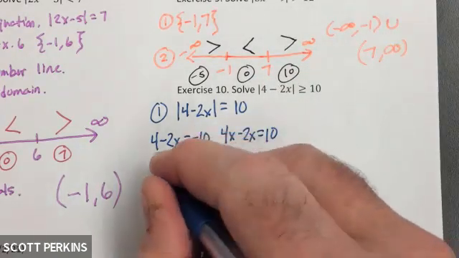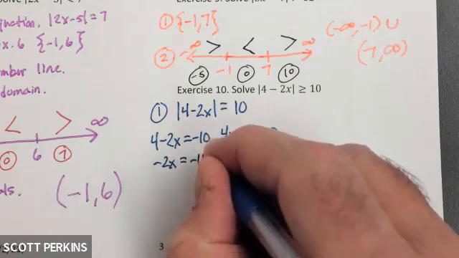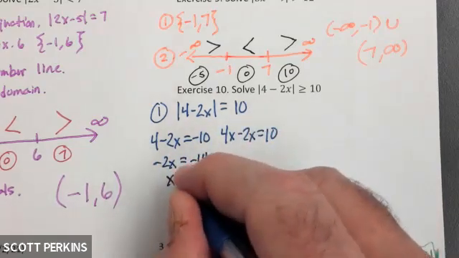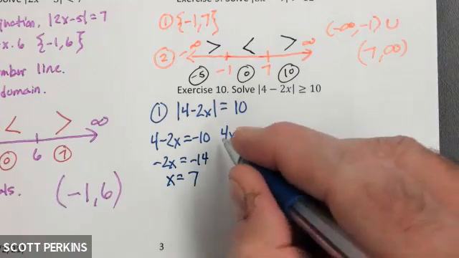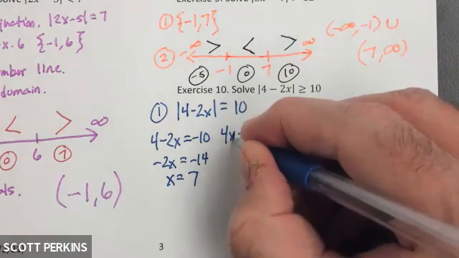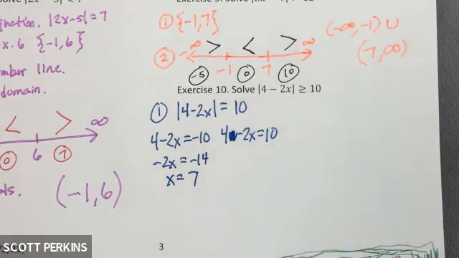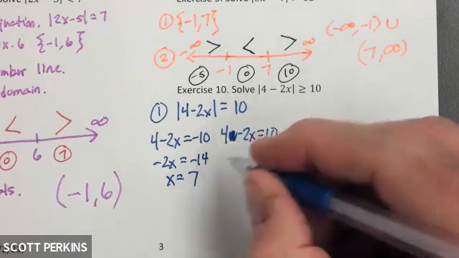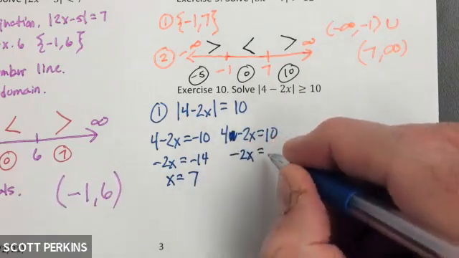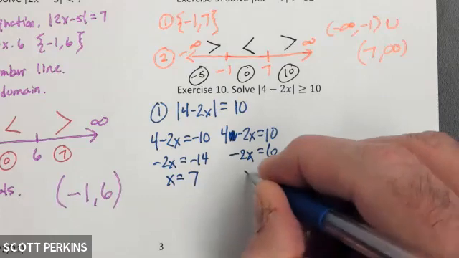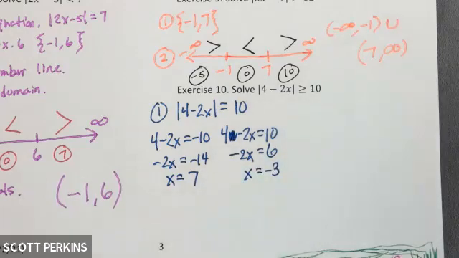Subtract 4 from this one. Negative 2x is negative 14. Divide by the negative 2, I get 7. Here, I don't know why I wrote an x there, so the follies continue today. I'm going to subtract a 4 and get negative 2x is equal to 6. Divide by negative 2, and I get negative 3.